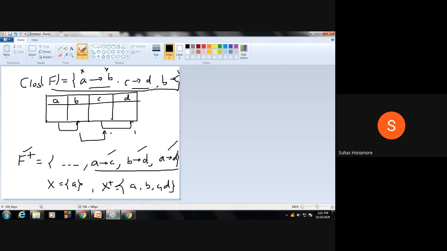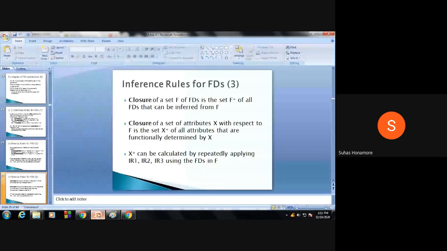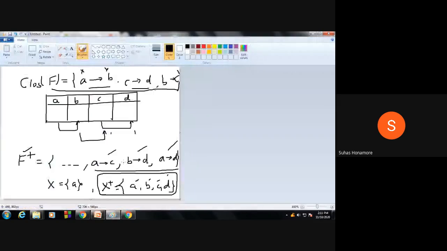From A I can derive B, from B I can derive C, so it means from A I can derive C. Then C to D is also there, so from A I can derive D also. So all of these are nothing but the closure of A, that is all the attributes A, B, C, D. Depending on the functional dependencies, you will get how many other attributes you can derive. In detail we will study this by taking a real example, and at that time you will get a clear idea.